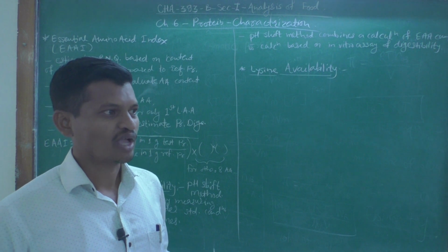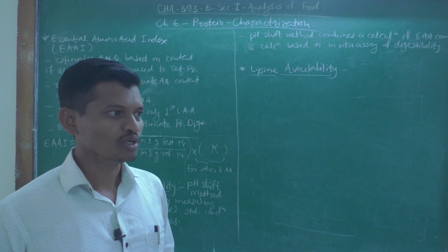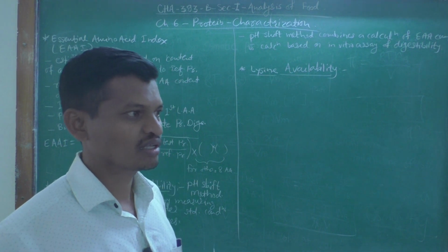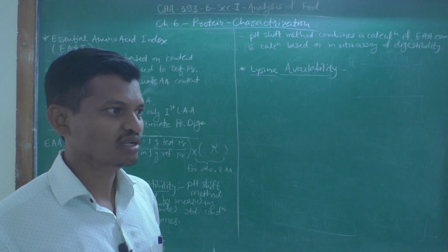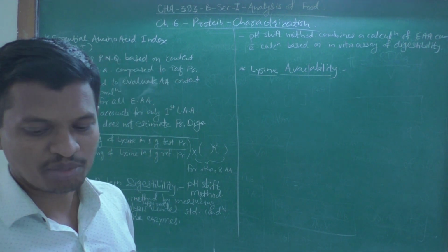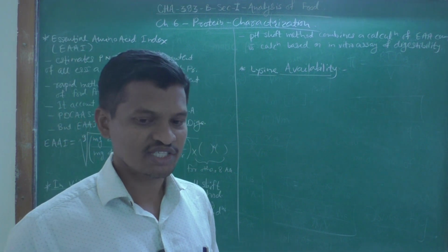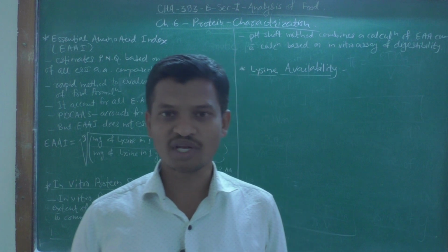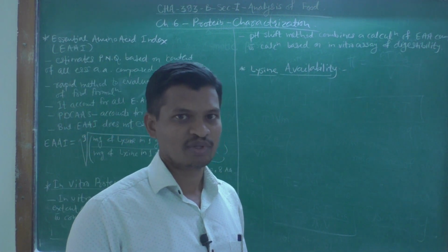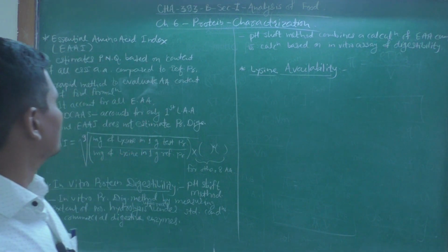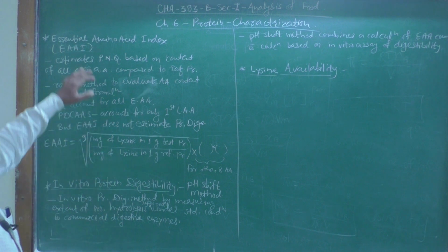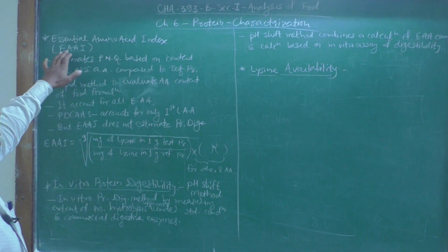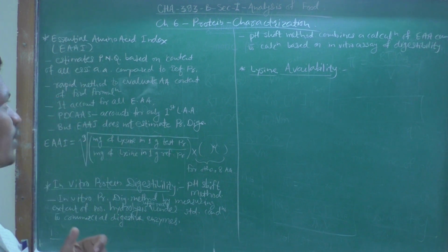In the last lecture we saw amino acid analysis, then protein nutritional value, that is the PDCAAS method, and one more method. There are other methods also which are done for protein nutritional value or protein nutritional quality checkup. The concept utilized here is the essential amino acid index, the short form is EAAI.